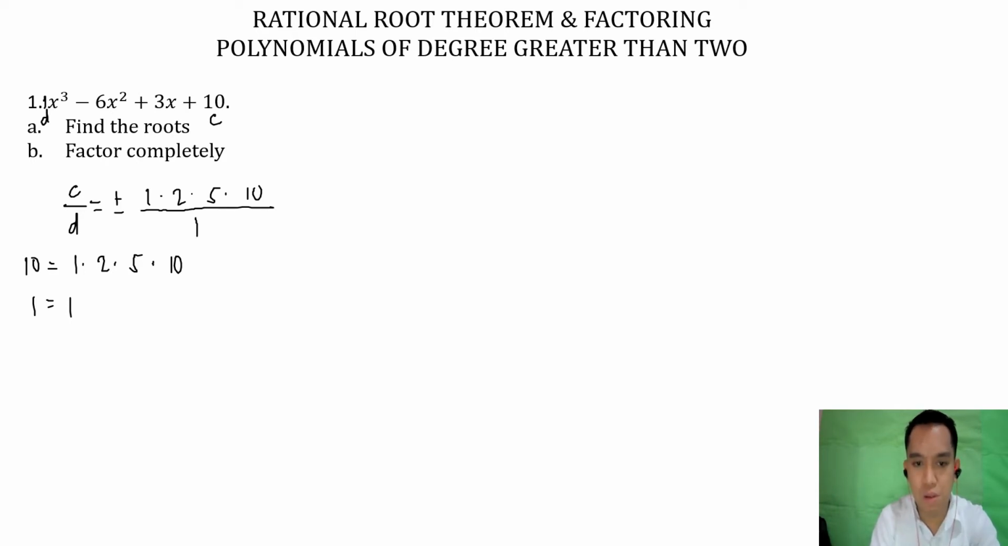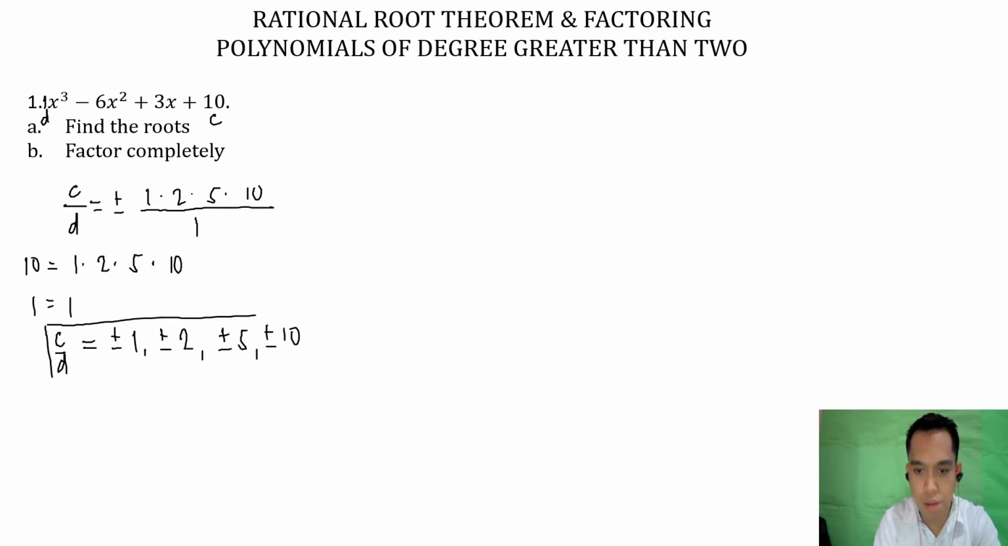And to find the possible roots, that is equal to 1 divided by 1 is positive negative 1. Then 2 times 1 is positive negative 2. And 5 divided by 1 is positive negative 5. And 10 divided by 1 is positive negative 10. So these are the possible roots of our polynomial.